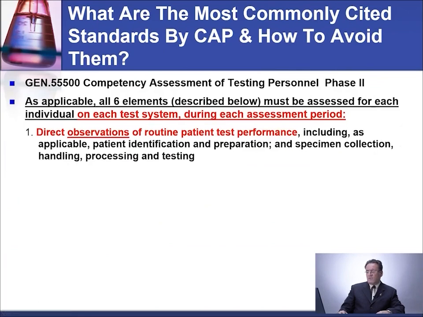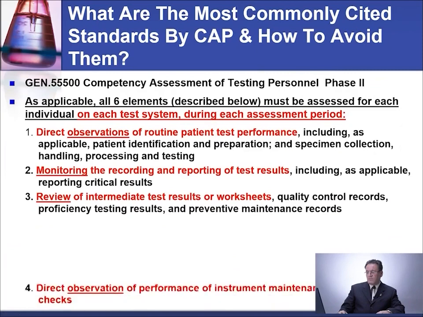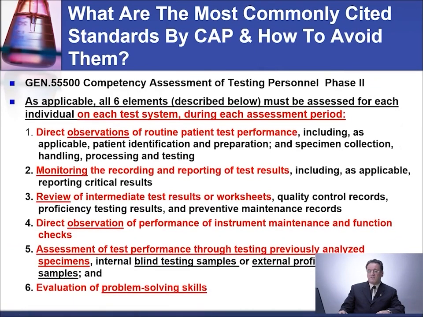For the competency, all the 6 elements required by CAB need to be assessed, as applicable, for the semi-annual and annual competency. Number 1, direct observation of routine patient test performance. Number 2, monitoring the recording and reporting of patient results. 3, review of intermediate test results or worksheets. 4, direct observation of performance of instrument maintenance and function checks. 5, assessment of test performance through PT or blind samples. And 6, evaluation of problem solving skills.